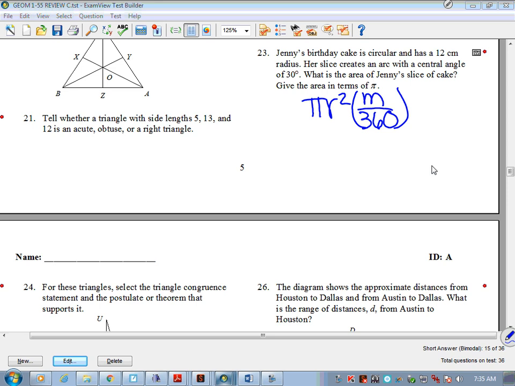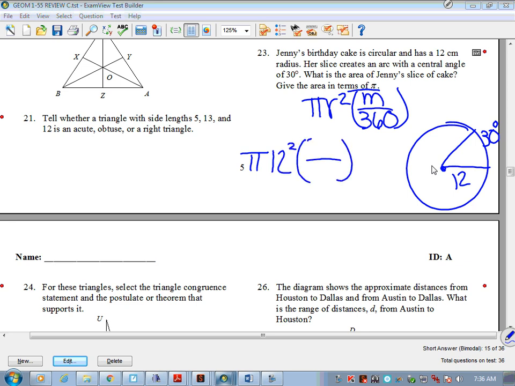So you wouldn't necessarily just find the area of a slice of cake, but if you're looking at it from a bird's eye view, what you're looking at technically here is something like this. So 12 is my radius, 30 degrees is the arc itself. We're solving this in terms of pi, so we're doing 12 squared, because that's my radius, times 30 over 360.